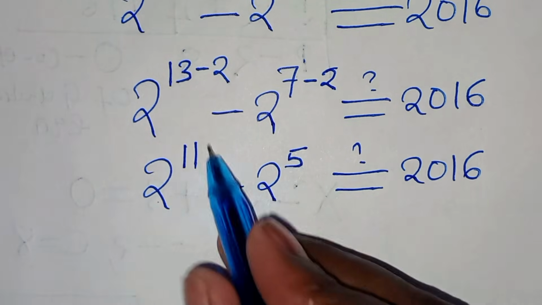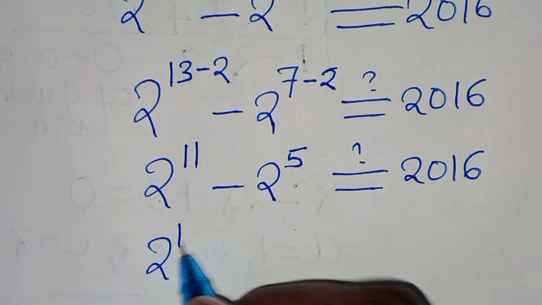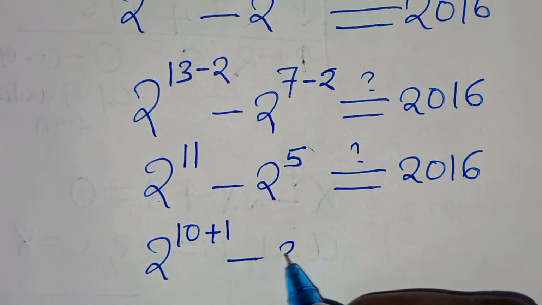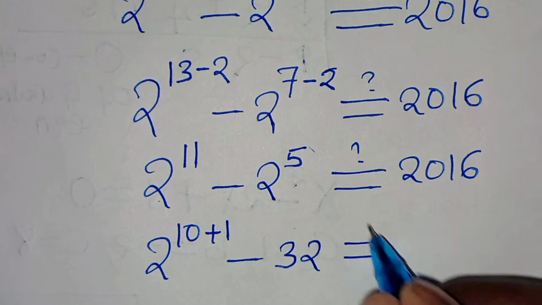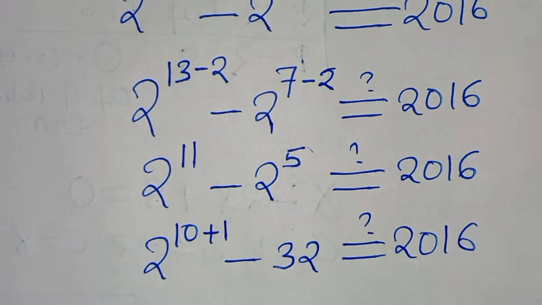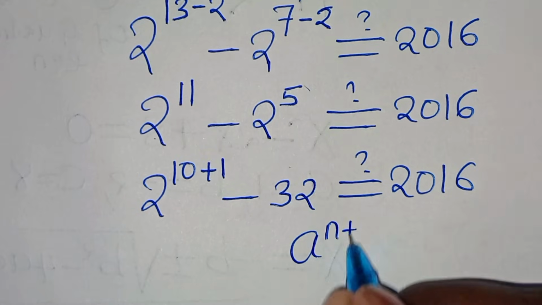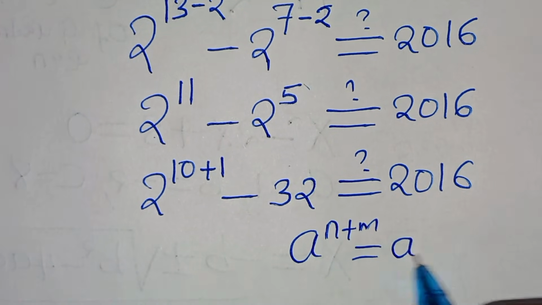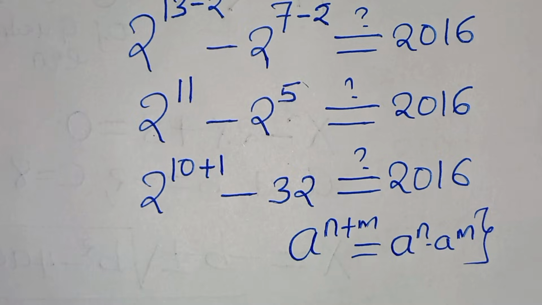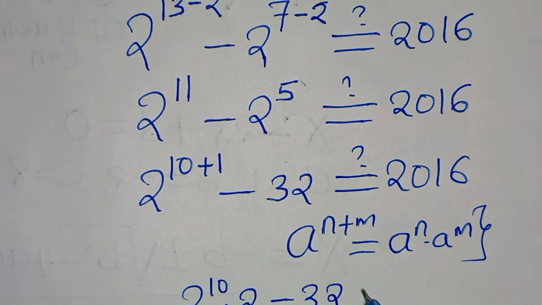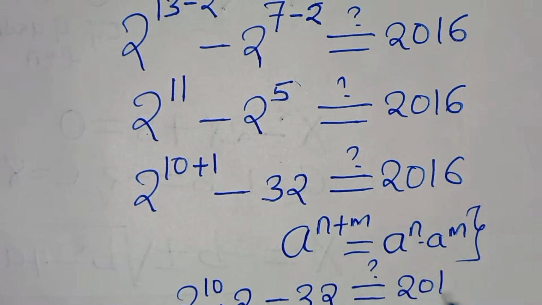We can express 2 to the power of 11 as 2 to the power of 10 plus 1, then minus 2 to the power of 5, which is 32. This should give us a value of 2016. 2 to the power of 10 plus 1 is in the form of a to the power of n plus m, which we can express as a to the power of n times a to the power of m. So this is 2 to the power of 10 times 2, minus 32.